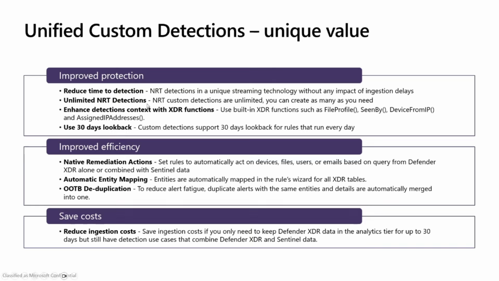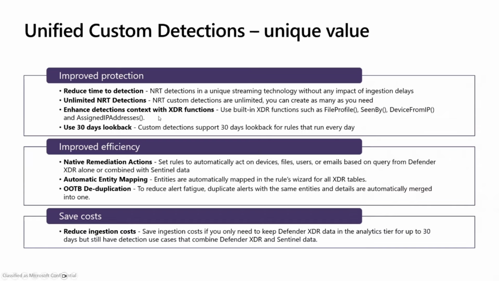The second bullet is also related to NRT, and it's about the limit on the number of NRT rules you can create. With custom detections, you can create as many NRT detections as you want, while with analytics rules, the limit is 50 detections. The reason, by the way, also stems from the technology. While custom detections use streaming technology that doesn't put any load on your clusters, analytics rules use polling technology, where we fetch the data every minute, and this puts a lot of load. That's also why we can allow an unlimited number of detections.